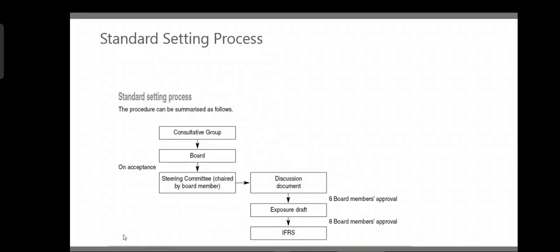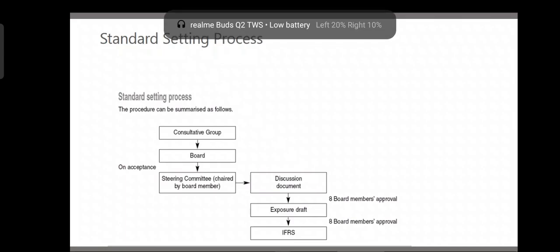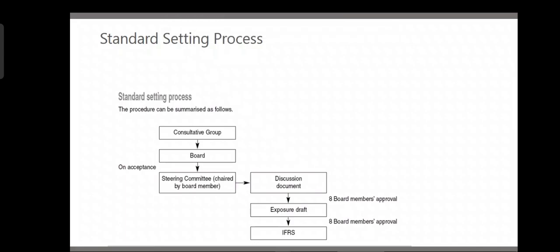Then we have the standard setting process. Now how does the IASB work? What is the process of creating a standard? So the first thing you've got is called the consultative group. The job of this consultative group is to identify the issues. Identifying the issues means in which direction we should create a new standard or which old standard we should revise. You should remember that IASB is doing two things: issuing new standards, as well as improving the existing standards. So the consultative group, which consists probably of 2 or 3 members, identifies the agenda: which standards need improvement and amendments, and which standards they should create new.